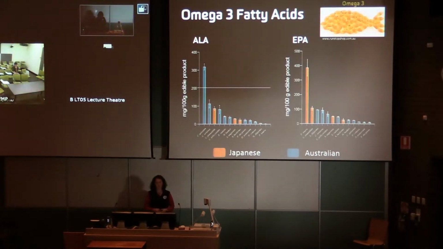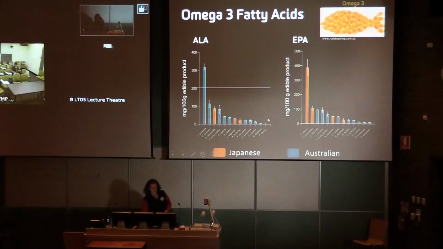So firstly, when we look at omega-3 fatty acids, so in the fish oils, we can see that generally the dotted line here on the ALA graph represents the level at which it's considered to be a good dietary source of ALA. So above 200 milligrams of ALA per 100 grams of edible product is considered to be a good source of ALA. And we can see that only one of our species tick that box.